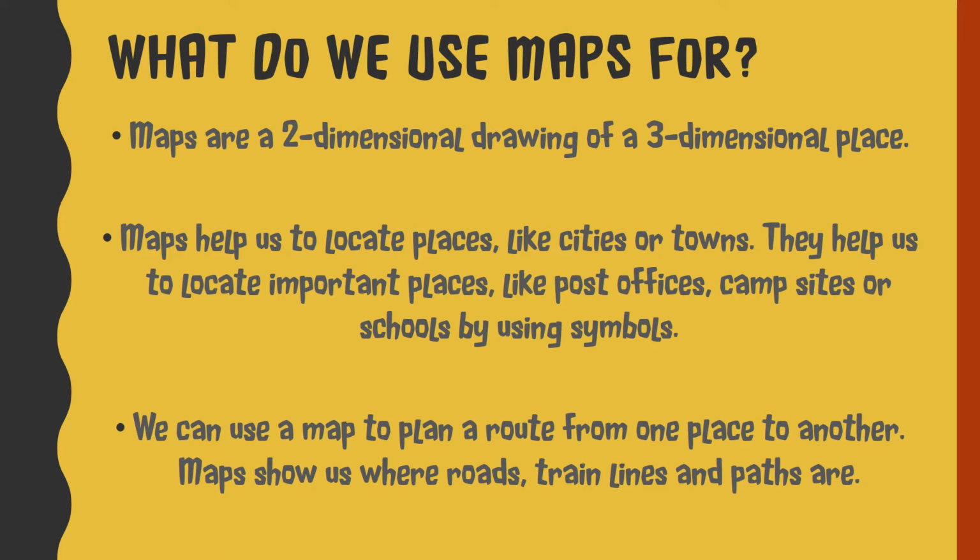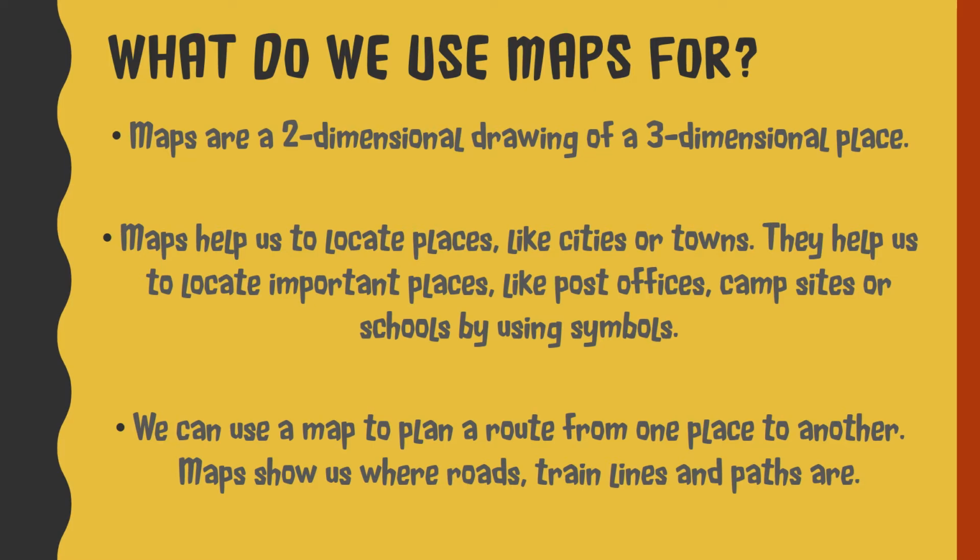So the first question that we need to answer is, what do we use maps for in the first place? Now, a map is just a two-dimensional drawing of a three-dimensional place. And all that means is it's a flat version of the world. So it's a flat drawing. It's almost like what you might call a bird's eye view. A bird's looking down and drawing some symbols to show you this is what he can see below us.